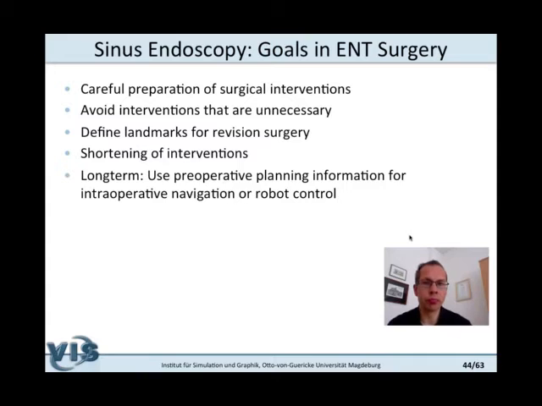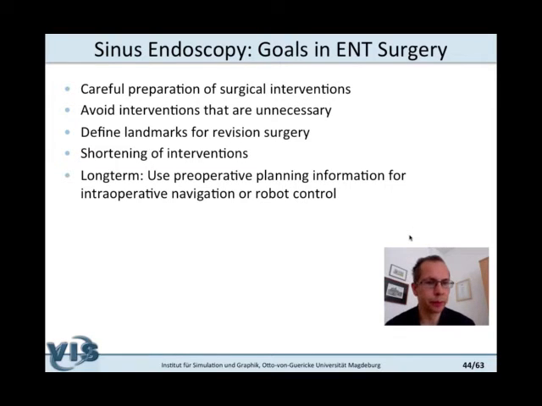Another goal, also driven by the economic goals that are so important in medicine, is to shorten interventions. Not at the expense of quality, but just to make them faster and with this also less expensive. What I would consider more of a long-term goal is to really directly use this preoperative planning information during surgery for intraoperative navigation or even robot control. What do I mean with this?